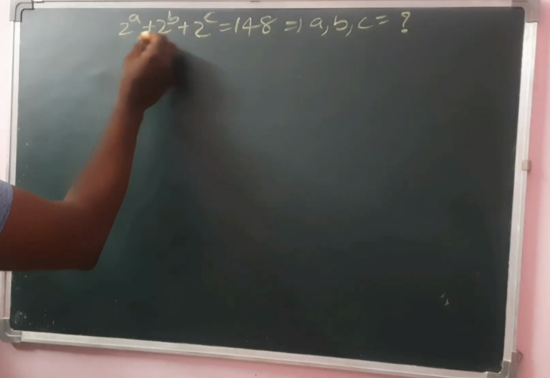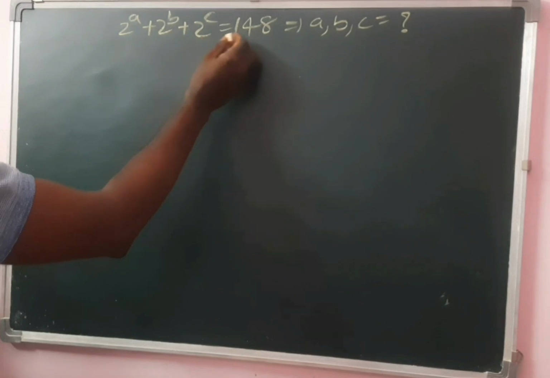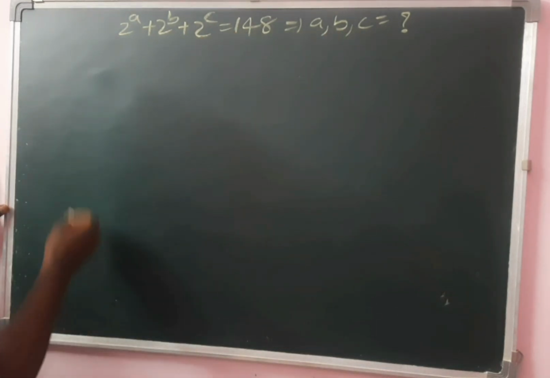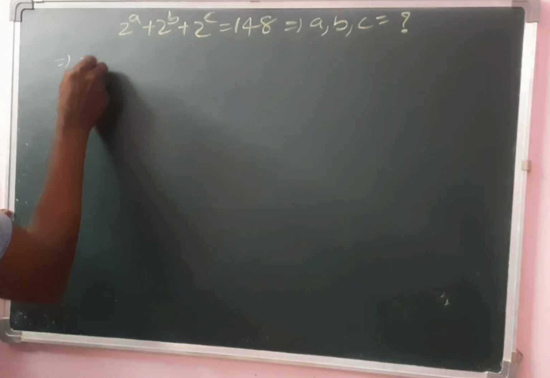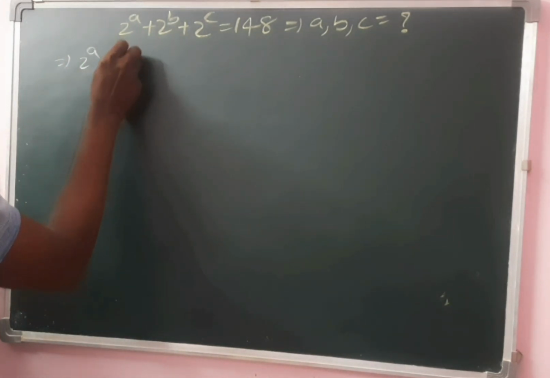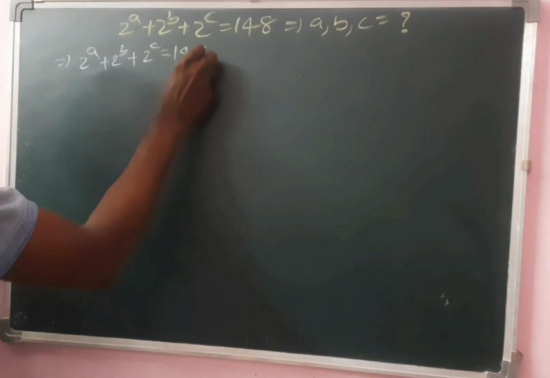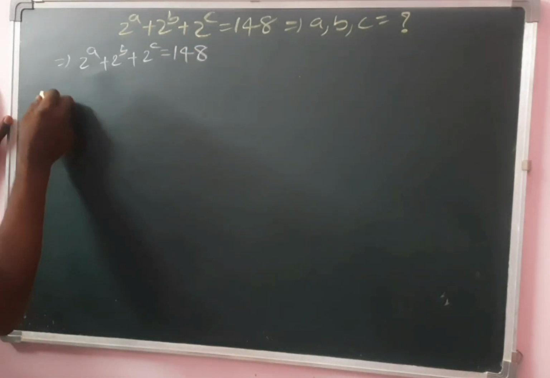2 to the power of a plus 2 to the power of b plus 2 to the power of c equals 148. Then a, b, c equals how much? So 2 to the power of a plus 2 to the power of b plus 2 to the power of c equals 148. సో దీన్ని ఏ విధంగా రాసుకోవచ్చు?